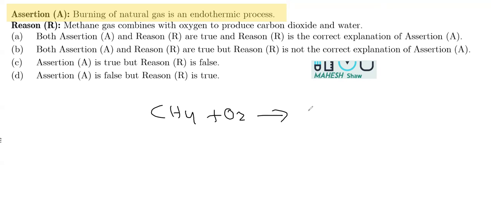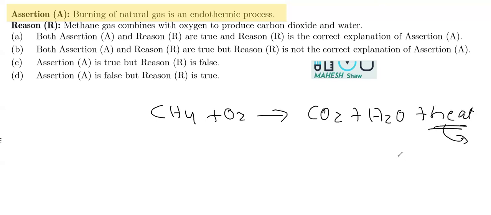You know that when a fuel burns, particularly a hydrocarbon, this is carbon and hydrogen, so what does it produce? It produces carbon dioxide, water, and heat is released. It's very well visible that heat is released during the reaction, and the reaction in which heat is produced or evolved is called an exothermic reaction, but we're saying endothermic reaction. In an endothermic reaction, the heat is absorbed. So this is definitely not correct.